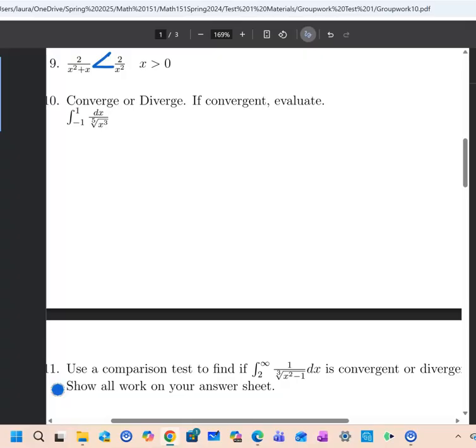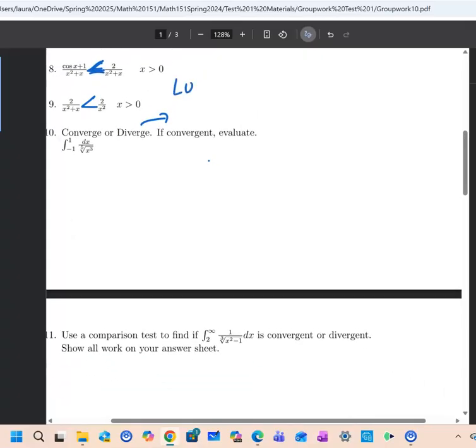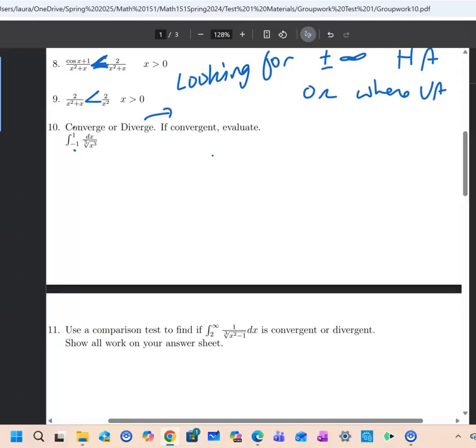So again, if it says converge or diverge, you're looking for the plus or minus infinity, which is the horizontal asymptote, or where is the vertical asymptote. So neither of these are plus or minus infinity. So I need to think about where the vertical asymptote is, and I can see that the vertical asymptote in this problem is x equals 0. So it's necessary for me to split it up at 0.